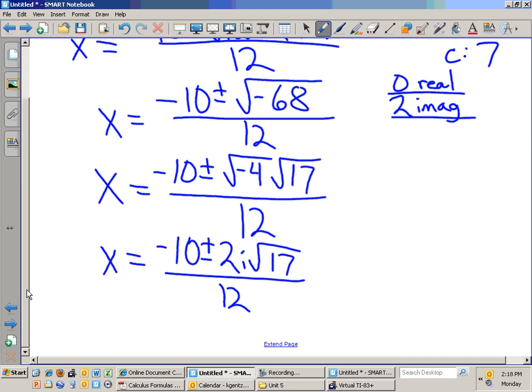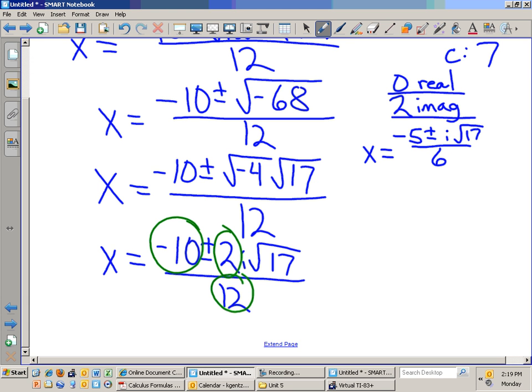Now I look to simplify this. I look at my 3 numbers, and I say, what are they all divisible by? 2. Negative 10 divided by 2 is negative 5, plus or minus 2 divided by 2 is 1, so just i square root of 17. 12 divided by 2 is 6. That's your answer.